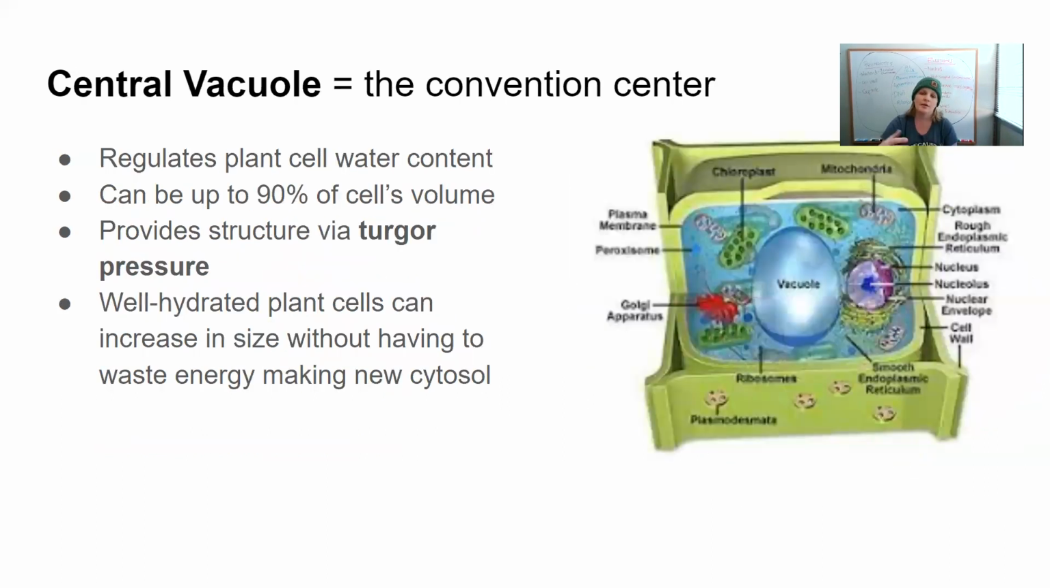Okay. And then again, the central vacuole, this is kind of the convention center of the plant cell, using that analogy. This is the huge area where we get most of the plant's volume. So in some plant cells, up to 90% of the cell's volume is just this sack of water. It provides that turgor pressure that I talked about before, where you push against that rigid cell wall in order to provide structure. And so this means that plants, as long as they're well hydrated, can increase their cell size without having to make more cytosol and use a bunch of energy to produce cytosol.